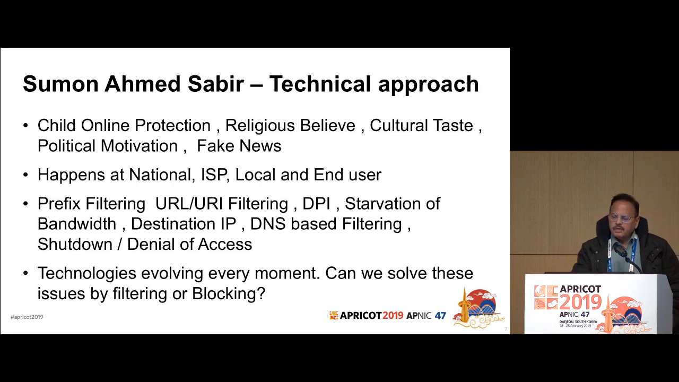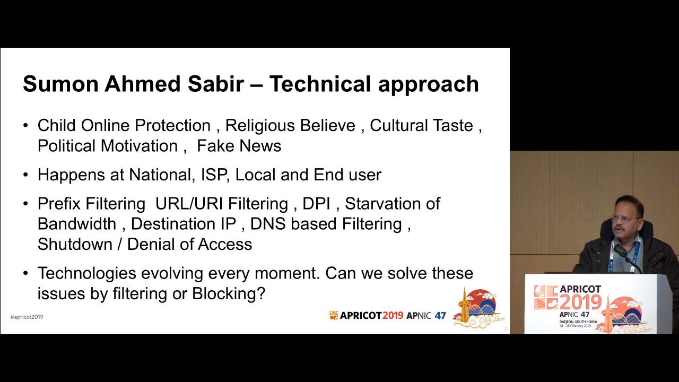Then Suman Ahmed Sabir made a presentation on the things motivating content to be blocked, like child online protection, religious beliefs, cultural taste, political motivation, and fake news. These are the basic tenets where things need to be curtailed. This is happening at the national level, at the ISP level for the region, and at the local level, such as campus areas. Filtering and content blocking happens through prefix filtering, URL and URI filtering, deep packet inspection, starvation of bandwidth, destination IP, DNS-based filtering, shutdown and denial of access.